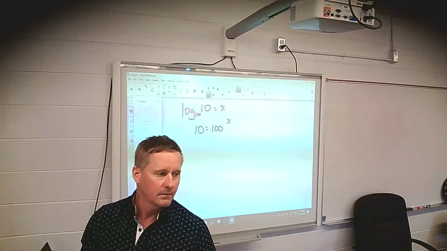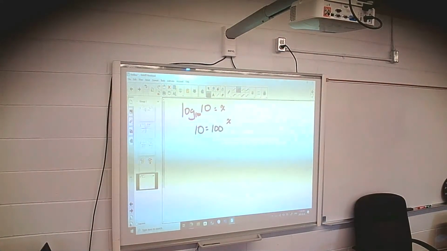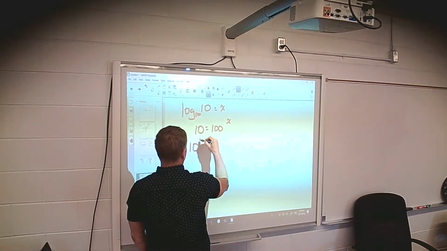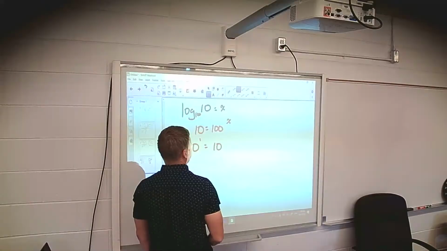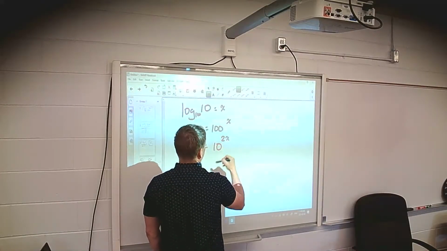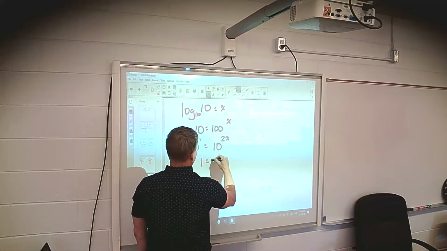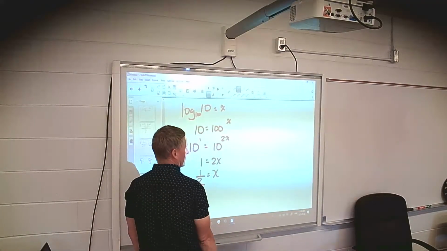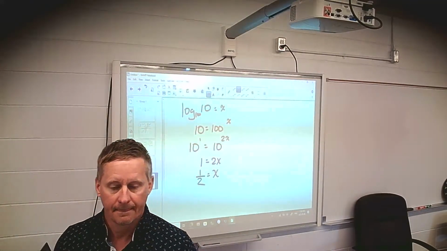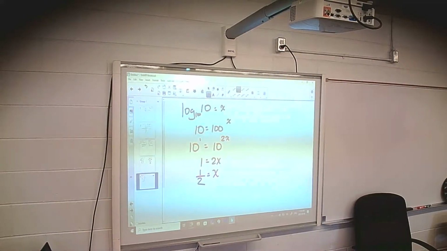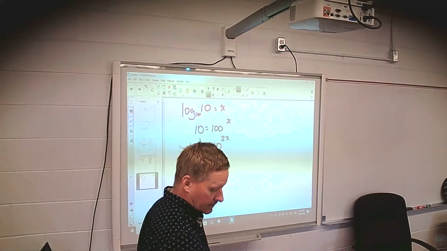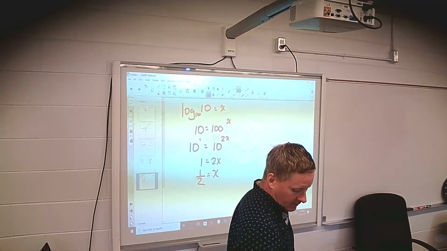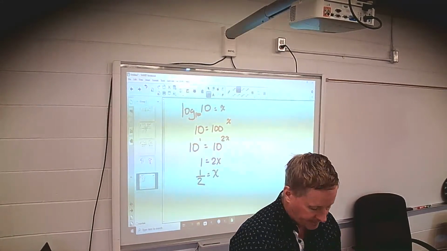What's the common base that I need to get to? 10. This is 10 to the 1. This is 10 to the what? 2. X. 1 equals 2x. X is equal to 1/2. Good so far? Okay.